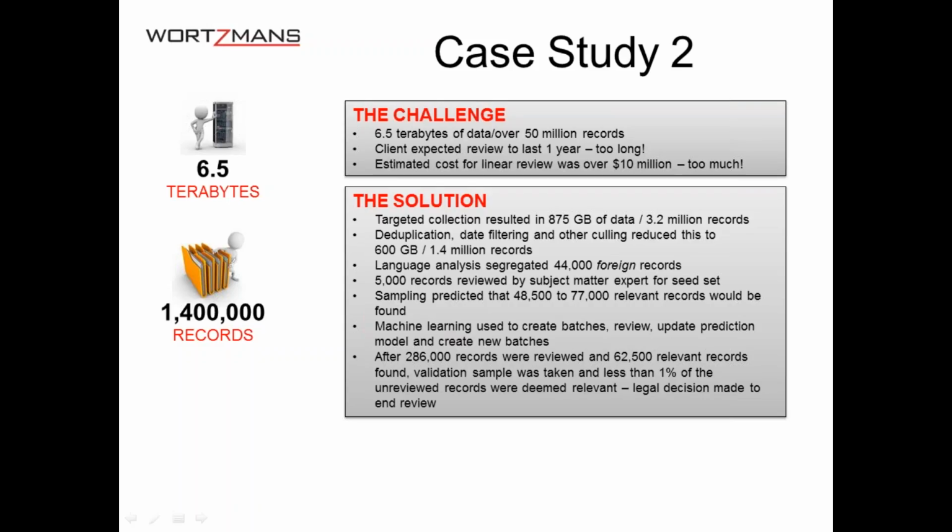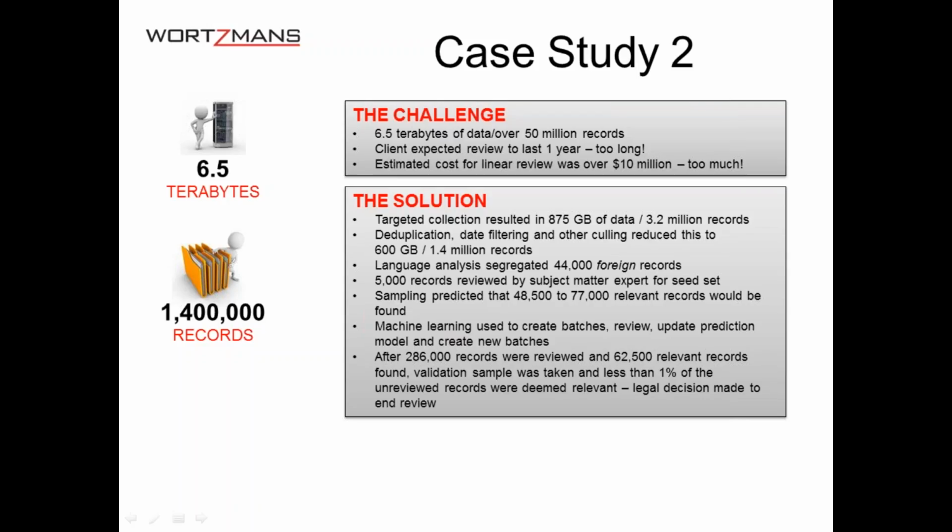Again, reviewing 1.4 million records was still going to take too long and be too expensive for the client. So we opted to go with a machine learning exercise. So at the outset, what we did in this particular case was we removed the 44,000 records that we identified electronically were in a foreign language. And we did that at that stage because we knew it would be too difficult to do the machine learning exercise simultaneously in 2 different languages.